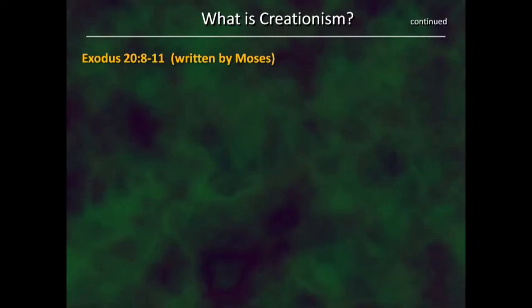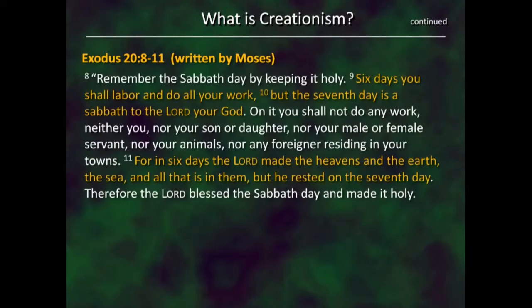In Exodus 20, this is written by Moses, and this is about the 10 commandments. And he says, remember the Sabbath day by keeping it holy. 6 days you shall labor and do all your work, but the 7th day is a Sabbath to the Lord your God. And on it you shall not do any work, neither you nor your son or daughter, nor your male or female servant, nor your animals, nor any foreigner residing in your towns. For in 6 days the Lord made the heavens and the earth and the sea and all that is in them, but he rested on the 7th day. So therefore the Lord blessed the 7th day, or the Sabbath day, and made it holy.